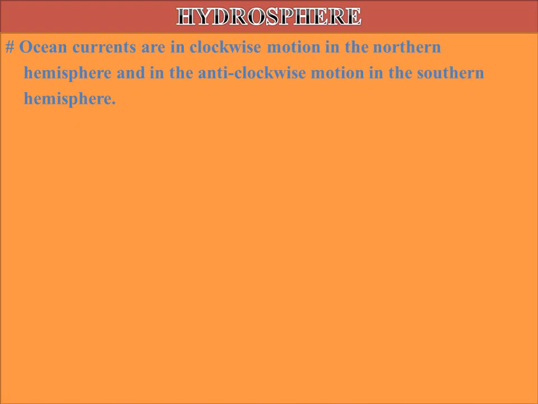On the basis of temperature, ocean currents are classified as warm currents and cold currents. The movement of ocean currents from the high latitudes towards low latitudes is called cold currents. Examples are the Labrador current in the Atlantic Ocean and the Peruvian cold current in the South Pacific Ocean.